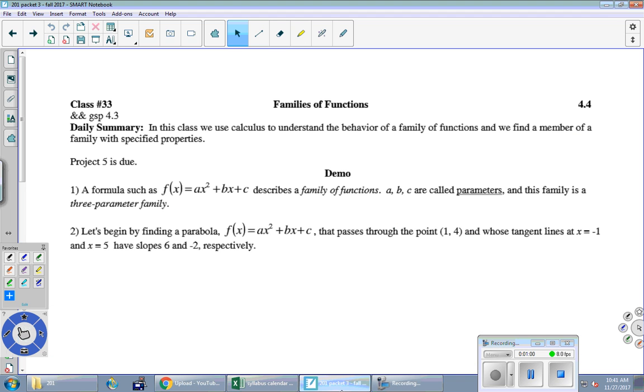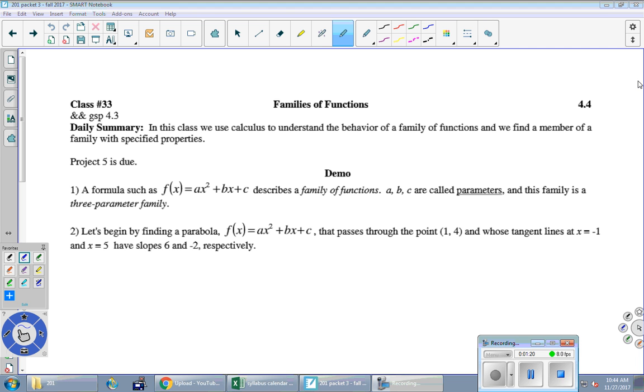Okay, then let's jump in on page 37. In this class, we use calculus to understand the behavior of a family of functions, and we find a member of a family with specified properties. Isn't this perfect for Thanksgiving and family? We're talking about families, right? It's fantastic.